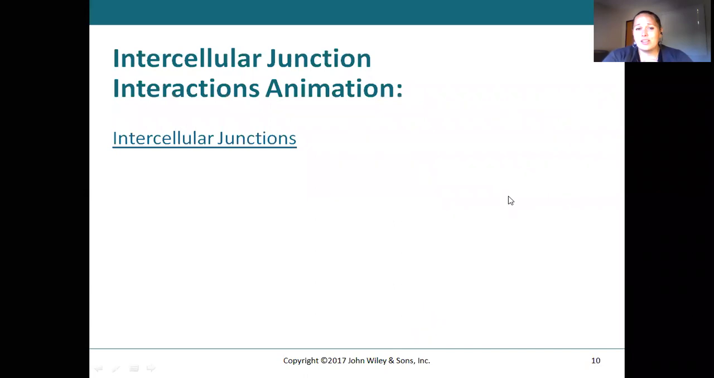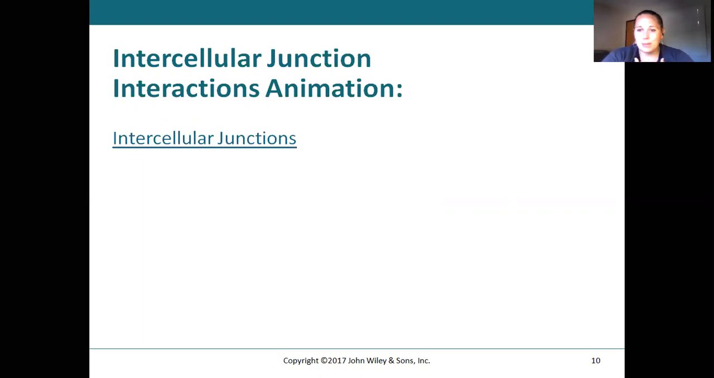Okay, so intercellular junction interactions animation. If you are watching your own PowerPoint, or if you open the PowerPoint, you can click on this link here and it'll send you to a video on Wiley Plus. Many of these videos are really nice supplements to what we're discussing in lecture. A lot of the processes that we're talking about are exactly that, processes, and seeing those processes happen in real time through a video can be really advantageous.